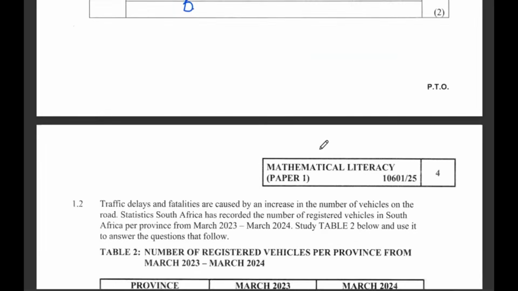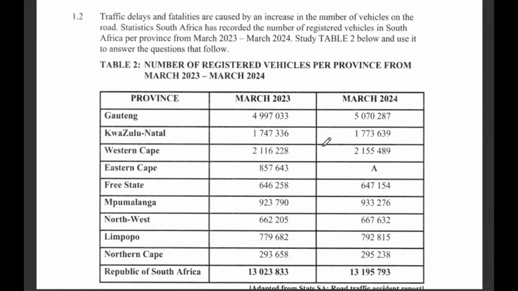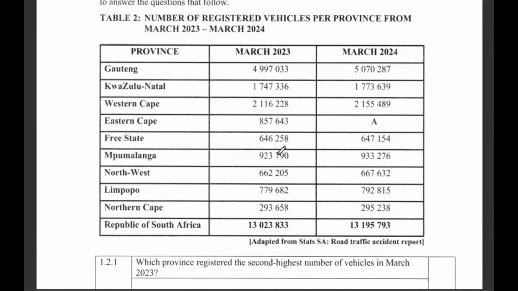So let's see, with 1.2, they're telling us that traffic delays and fatalities are caused by an increase in the number of vehicles on the road. Statistics SA has recorded the number of registered vehicles per province in March 2023 and March 2024. Study the table below and use it to answer the questions. So we have all the information as required. In Gauteng we have 4 million and so on, and all the numbers are just straightforward.